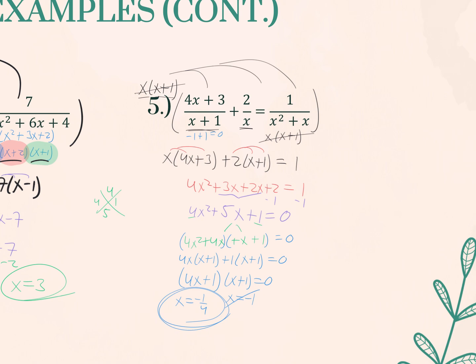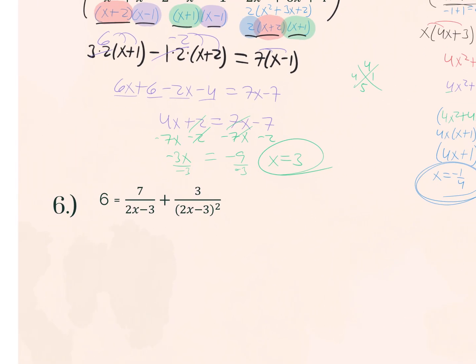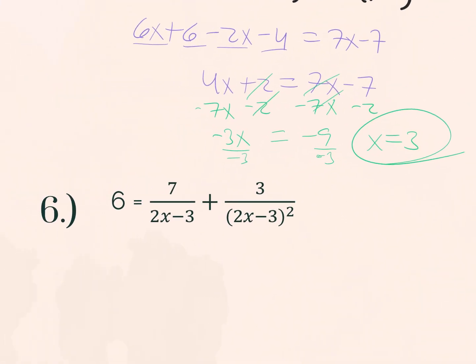All right. And now let's try the last one. All right, so we have a 2x minus 3 squared in the denominator and just a regular 2x minus 3. So let's multiply this entire thing by 2x minus 3 squared, right?